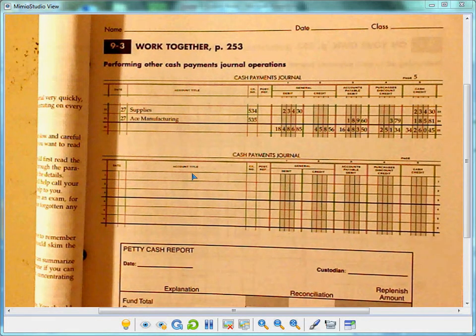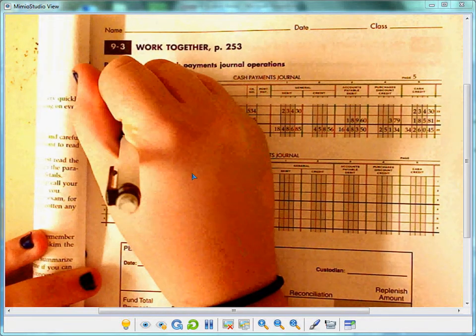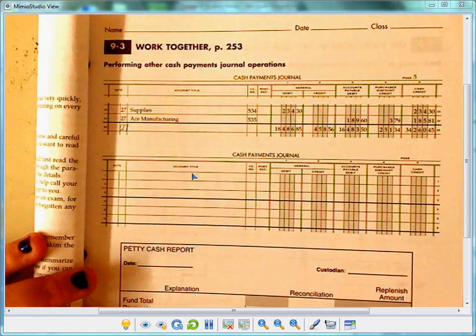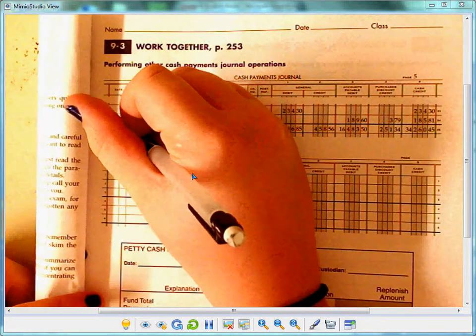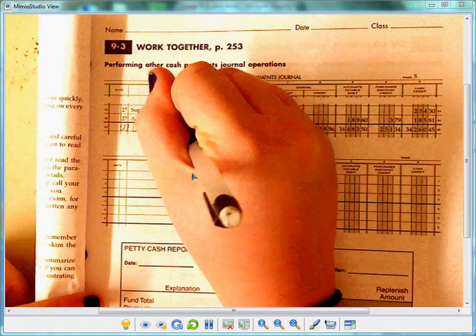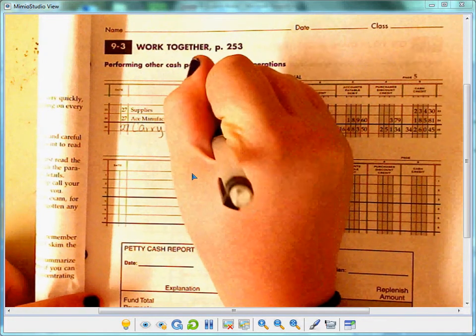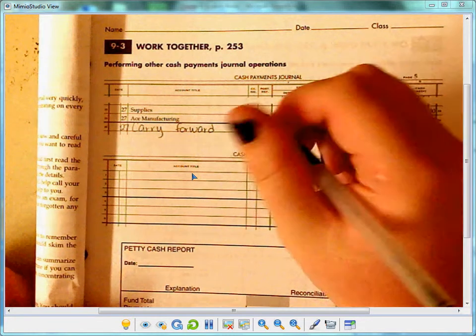So the 27th there below Ace Manufacturing. And then in our account title, we're going to put carried forward. And then we'll put a check mark in the post reference.